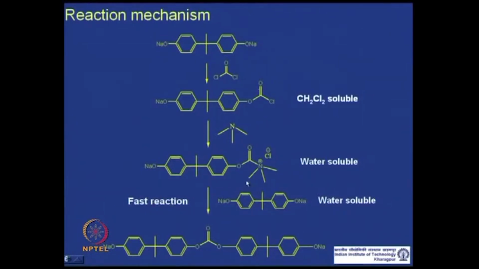fast pace. The same thing you can do if you want to keep this in the organic medium. You can add a phase transfer catalyst in the water side, which will then complex with this bisphenol A salt and bring it closer to the organic medium. So, then the reaction of these two reacting species will be happening in the organic side of the interface. So, either you can add trimethylamine to bring this species closer to the water side, or you can add a phase transfer catalyst to bring this bisphenol A ion to the organic side to make the reaction faster.